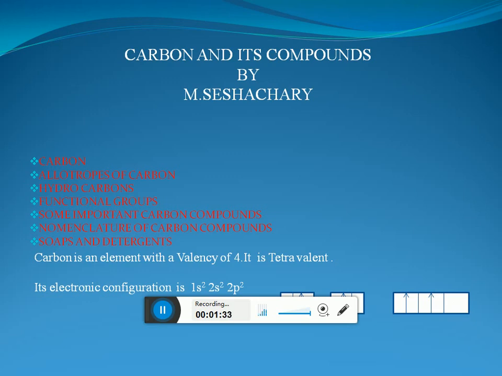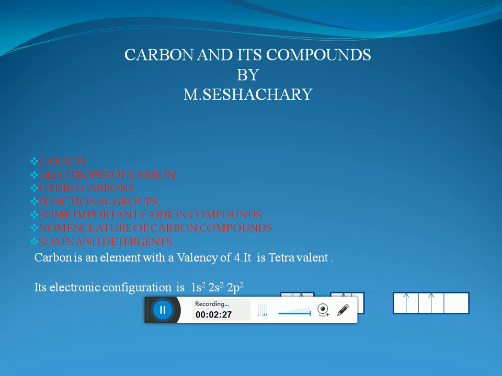Is it possible for carbon to lose or to gain the electrons? Let us discuss. If carbon gains 4 electrons, it becomes C4 minus. So it is very difficult for 6 protons present in the nucleus to hold 10 electrons. So it is not possible. At the same time, it is very difficult to remove 4 electrons from carbon atom because it needs a large amount of energy. Practically it is not possible. So what is the other way to form the compounds for carbon? Carbon has to take part in bonding by sharing the electrons. So carbon can form only covalent bonds.